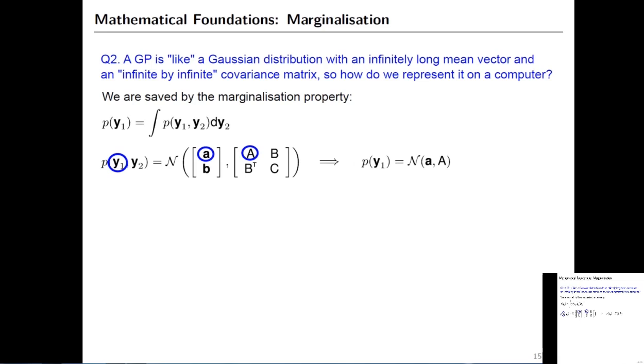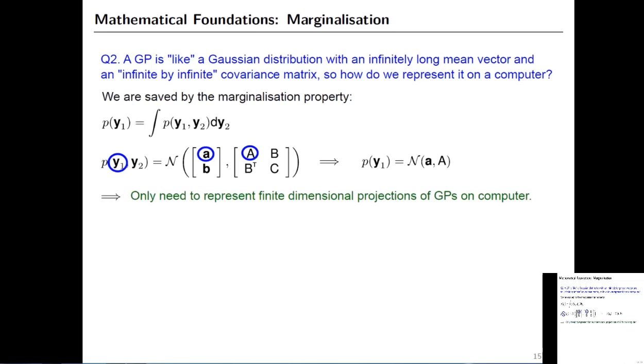So this is great, because it means that I can also partition all the bits I care about out here. Maybe it's our training data and a few places that I want to make predictions. And I could put all of the stuff I don't care about here, the infinite set of function values that I don't want to query at the moment, and then only work with this stuff in here using the marginalization property and read off what the mean and the covariance is from the mean function and the covariance function. And I can forget about the infinite stuff that's going on under the hood. Another way to say it is, we only need to think about finite dimensional projections of the underlying infinite object on our computer. We can forget about the infinite stuff that's going on in the background.